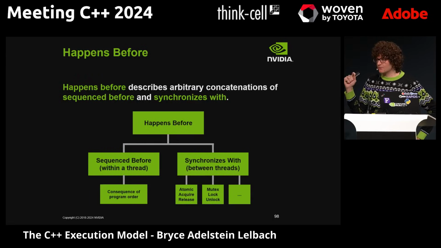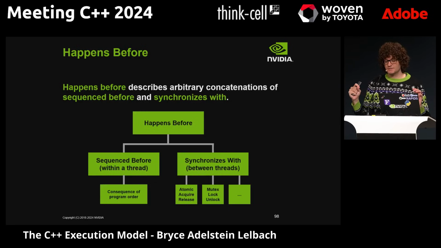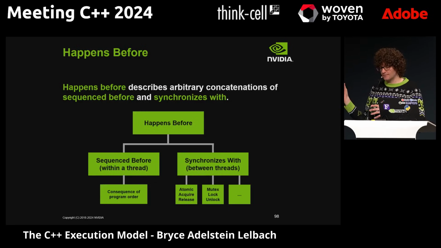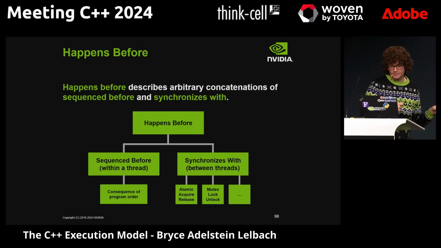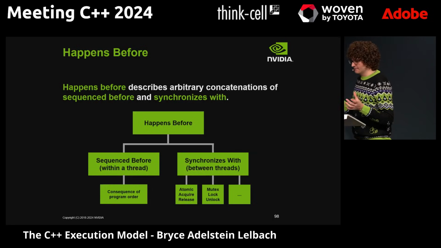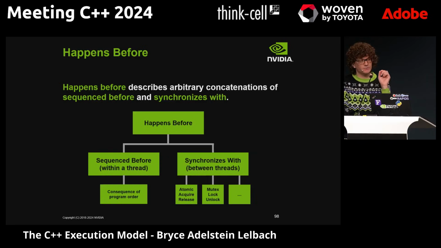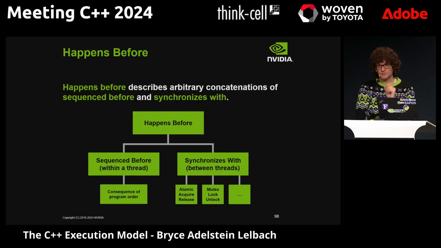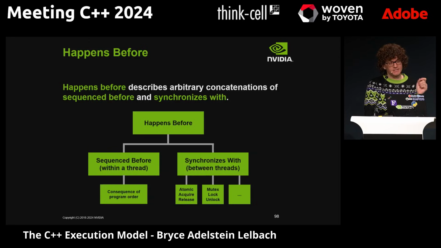So this happens before ordering describes arbitrary concatenations of sequences of sequenced before, which is the ordering within a thread, and synchronizes with, which is the ordering between threads. So all operations within a thread that are sequenced before a synchronizes with will be observable to the other threads participating in the synchronizes with.